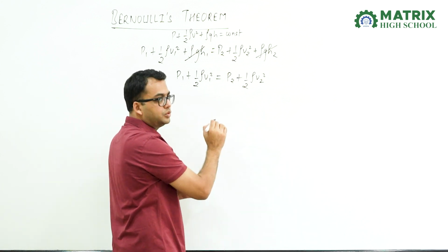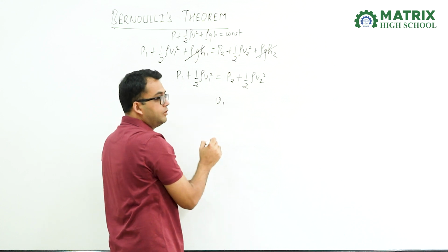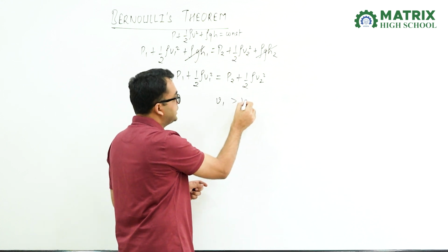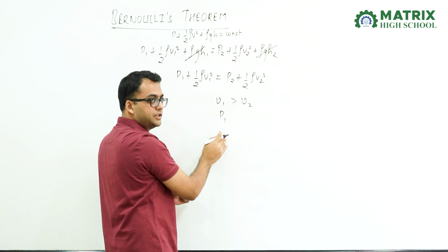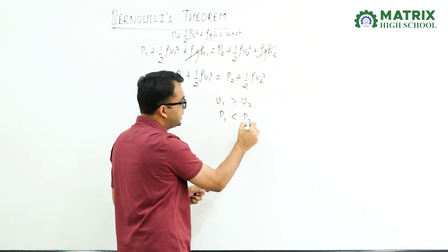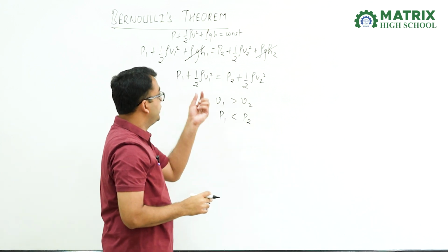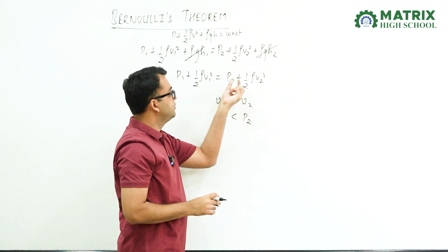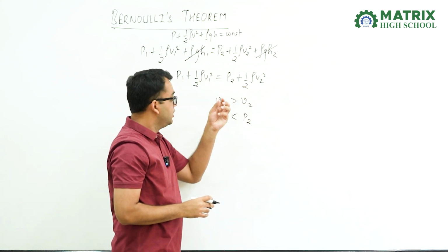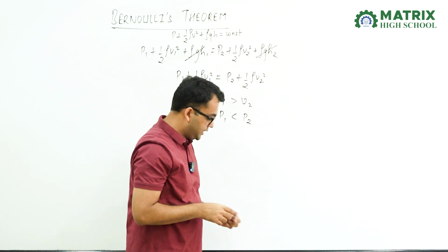Now in this equation, it is simple to understand. If we consider two cross sections in which the velocity at one cross section is greater than at the other, then from this equation it implies that the pressure at the first cross section will be less than the pressure at the second cross section. Where velocity is large, pressure will be less. Where velocity is less, the pressure will be large. This can be demonstrated by a simple experiment.